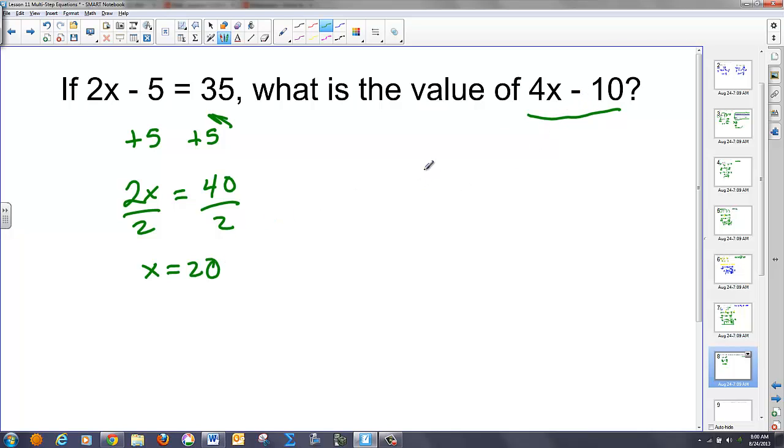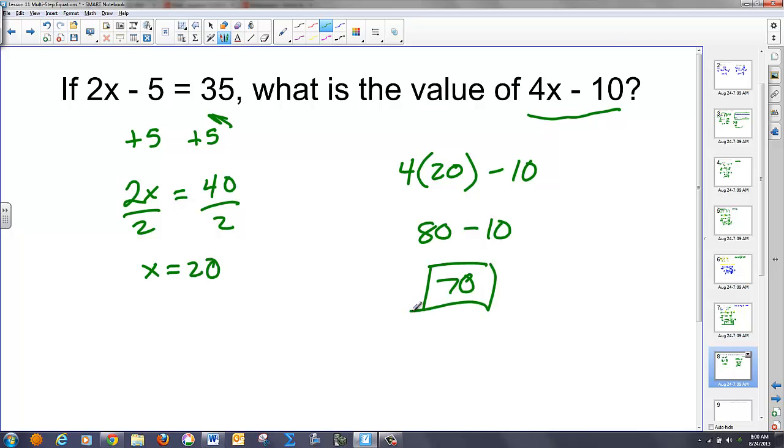Well, if I know x equals 20, and I want to find the value of 4x minus 10, I go to this right side and I say, well, if x is 20, I make a substitution. And then subtract 10. Order of operations says I multiply 4 times 20 and get 80, minus 10 is 70. And that's my solution.